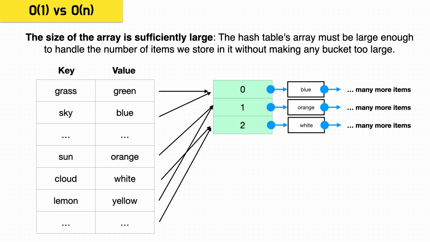We also need to assume the size of the array is sufficiently large. If we don't have enough slots in the array, then we're going to send too many items to each bucket and then once again get these O of n linear time searches.